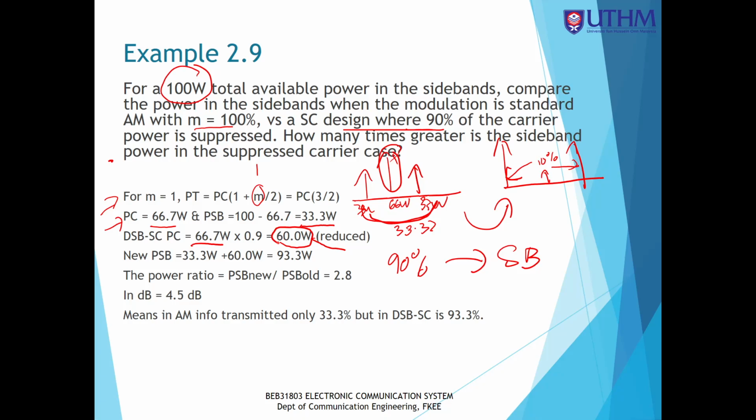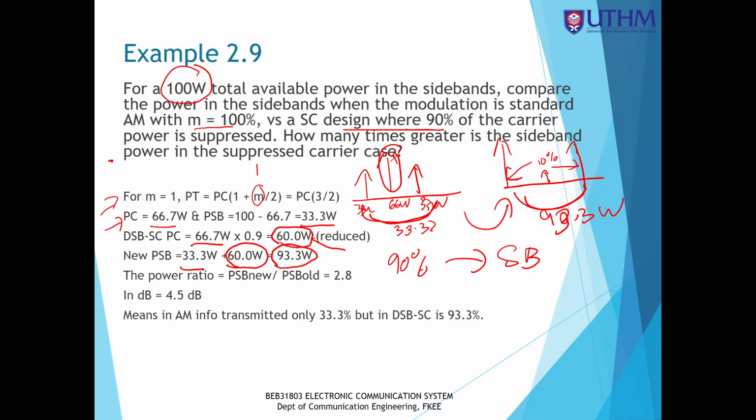So you see that the 90% suppression from the carrier goes to the sideband. That means the new sideband power becomes 33.3 plus 60. Apabila kita kurangkan 60 watt daripada carrier, we move it to the sidebands. Therefore, the new sideband power becomes 93.3. So 60 plus 33.3, both of these now is 93.3 watt.